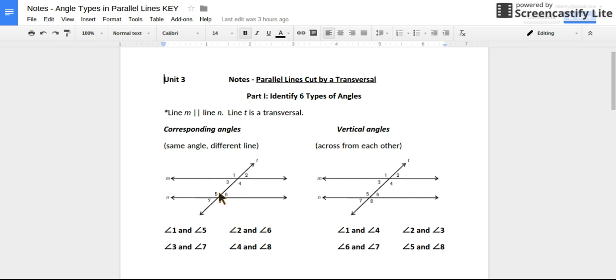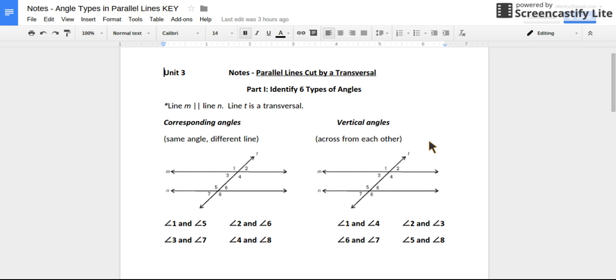Angle 1 and angle 5 would be corresponding angles. They are the same angle, they're just on a different line. And we could go around and talk about the other 3. So angle 2 and angle 6, again, are the same angle, just on a different line. Angle 3 and angle 7 are the same angle on a different line. And angles 4 and 8 are the same angle on different lines.